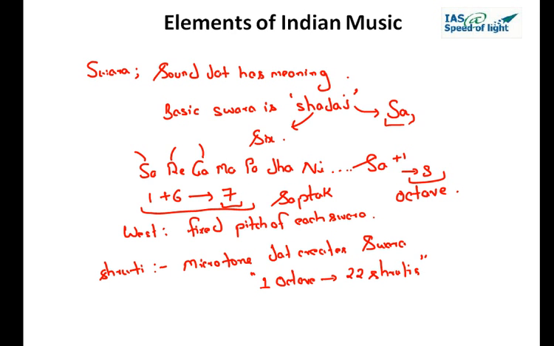Okay, so till now it is easy. From Shrutis we get swar, Shadaj, basic swar, then Saptak, then octave.